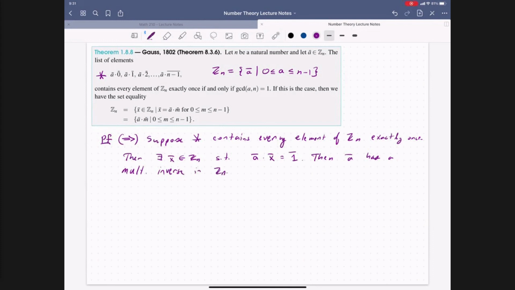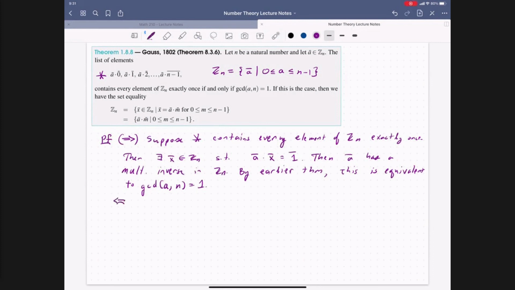By the theorem on multiplicative inverses, so by an earlier theorem, this happens exactly when the GCD of A and n is equal to 1. And so now that takes care of one direction. And so now we are left to prove the converse. So let us go ahead and do that now.